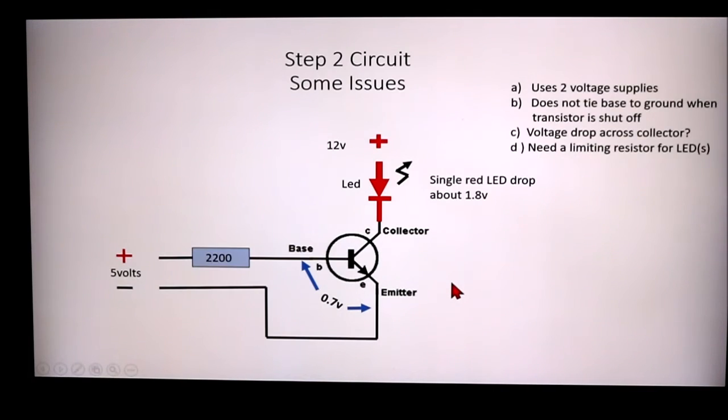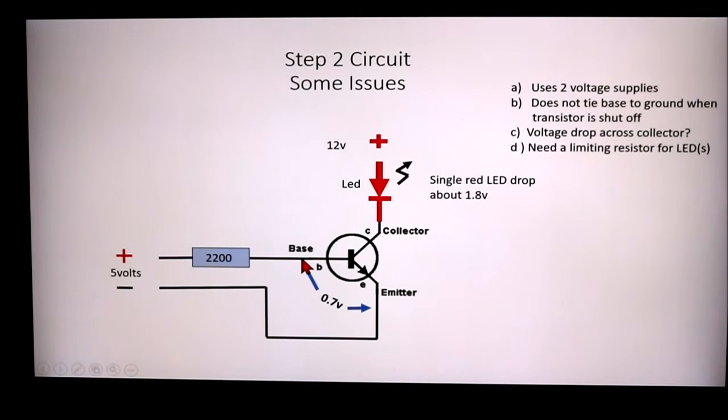Okay, so that's a good circuit, but there are some issues with it. First of all, it uses 2 voltages. It uses a 12 volt voltage up here. It uses a plus 5 volts to trigger the transistor. Also, when there's no voltage here on this 5 volts, if that happens to be disconnected on purpose or it's just 0 volts, the base could be subjected to noise, and the noise could trigger the transistor accidentally.